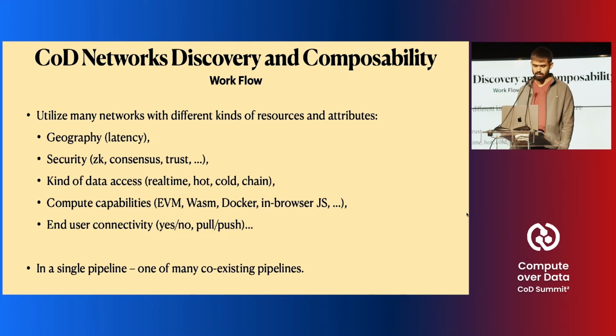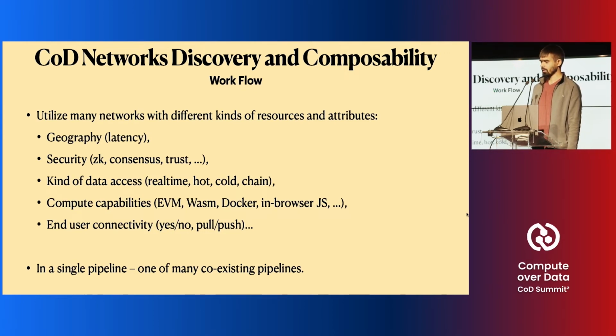So for compute over data networks, discovery and composability, if we take all the words together, what we want is to utilize many networks with different kinds of resources and attributes. We want to point to these resources and have a single flow of processing. We want to take resources by geography, latency, by different ways to establish security, something ZK, some consensus, some trust, different kinds of access to data. It could be real-time, hot, cold, chain, whatever. We have different compute capabilities, and we want to point to them.